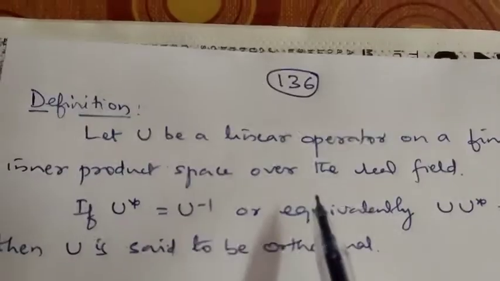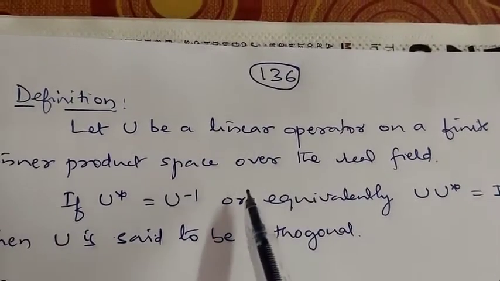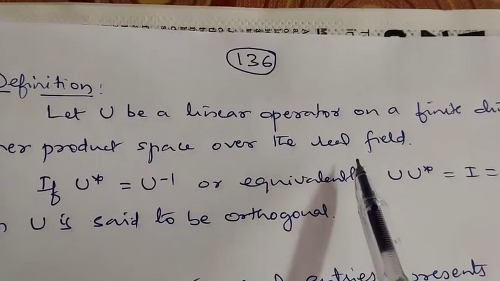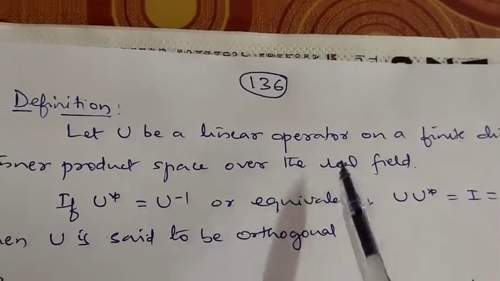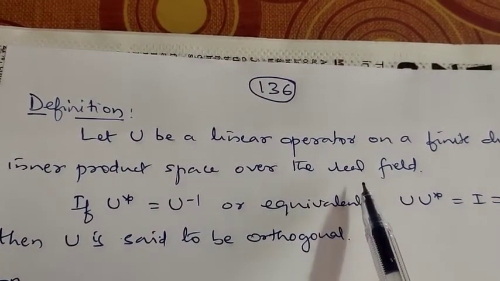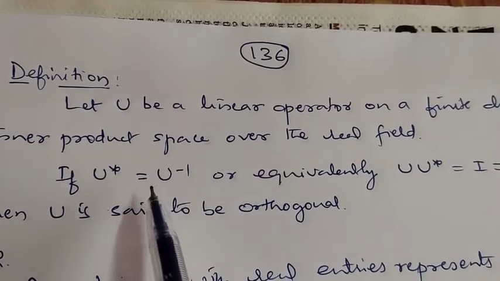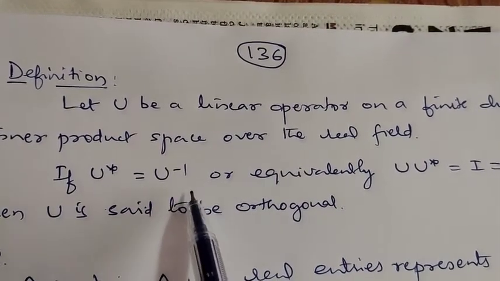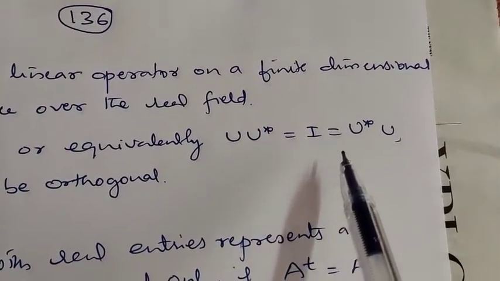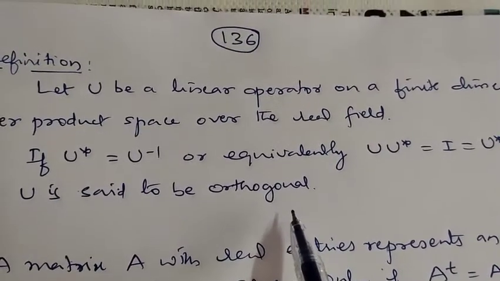If U is a linear operator on a finite dimensional inner product space over the real field, it is to be noted here, it is over the real field, and if U star, the adjoint of U, is the same as U inverse, or equivalently U into U star is equal to I, that's equal to U star into U, then U is said to be orthogonal.